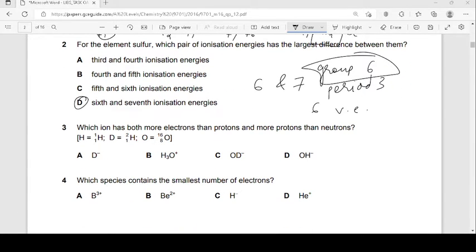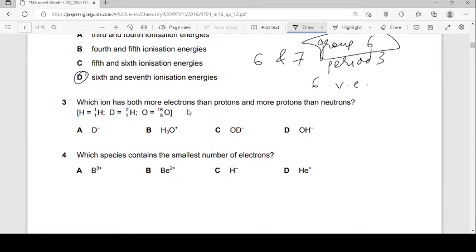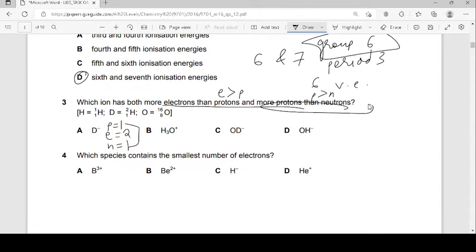Now the third question. Which ion has both more electrons than protons and more protons than neutrons? All right, so E has to be greater than P, and P has to be greater than N. So for D minus, it's easy to start with the protons, because protons are a fixed number always. So P is equal to 1, and then electron, it has a minus charge, which means it's one more, just -1, so one more electron than protons. So that means E equals 2, N is equal to 2 minus 1, which is 1. So yeah, N is 1, and since these two are the same, that means more protons than neutrons cannot be true. So that means your A is not your answer, is it?